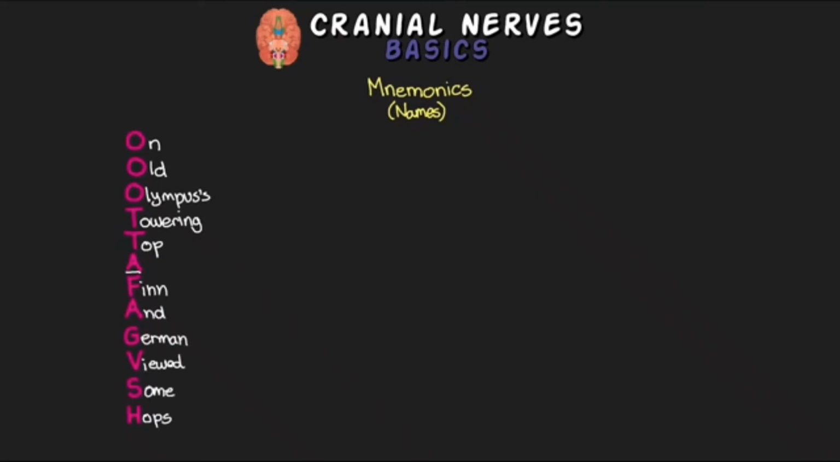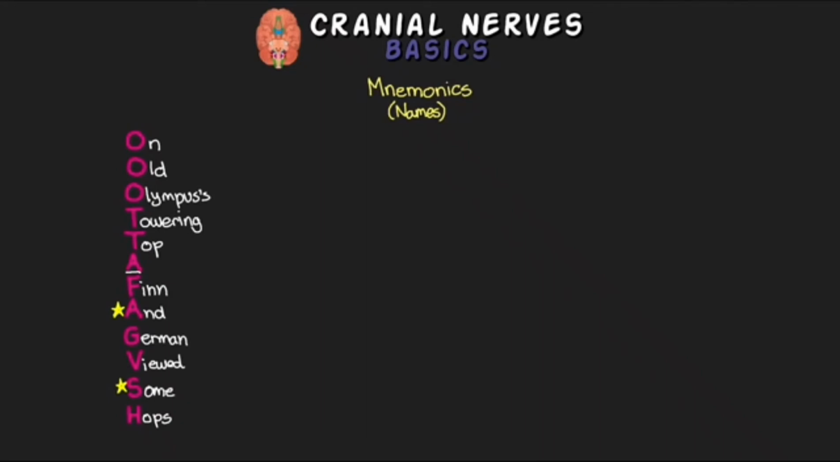Now here, I'm not sure why a Finn and a German want to view some hops, but this saying really goes back a while and helps us to remember the name of each of the cranial nerves, starting from 1 and going all the way down to 12. The key thing to know with this particular mnemonic is that this A here and this S here are dealing with some of the alternative names for these cranial nerves that I had talked about.